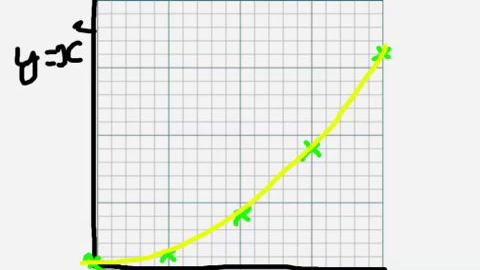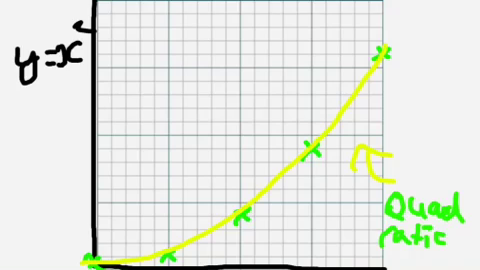You also need to know how to represent different graphs. This type is called a quadratic, and it can also have the form y equals x squared plus 2x plus 3. Okay. Now, we can also have a type like this.